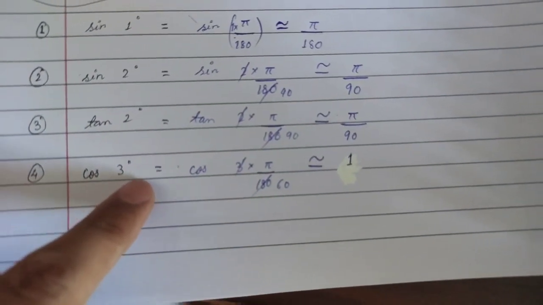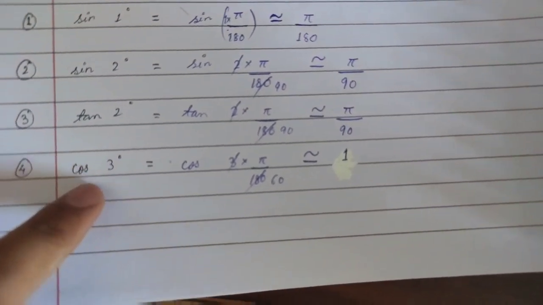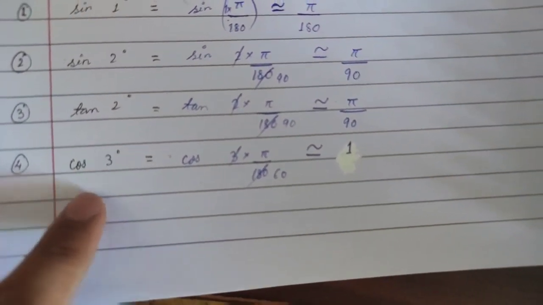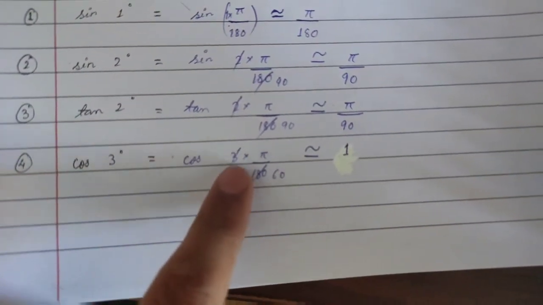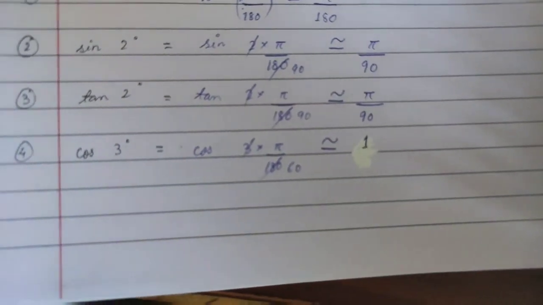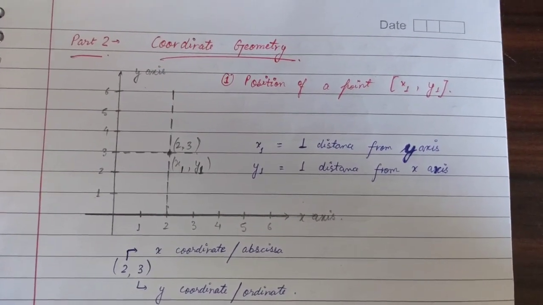Now cos 3 degrees. It is not necessary to convert cos into radians, because we directly have to write 1 only, whether we convert it into radians or not. So cos 3 degrees is approximately equal to 1. Now the second part of basic maths is coordinate geometry.